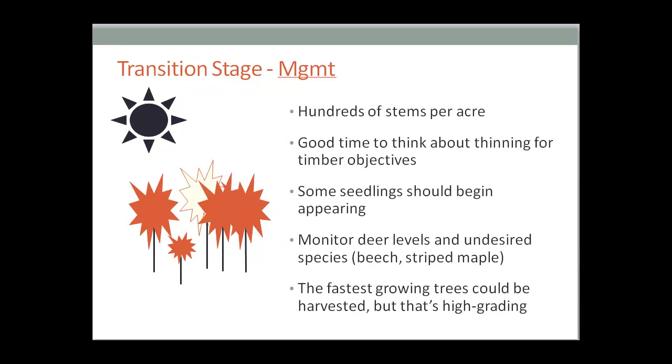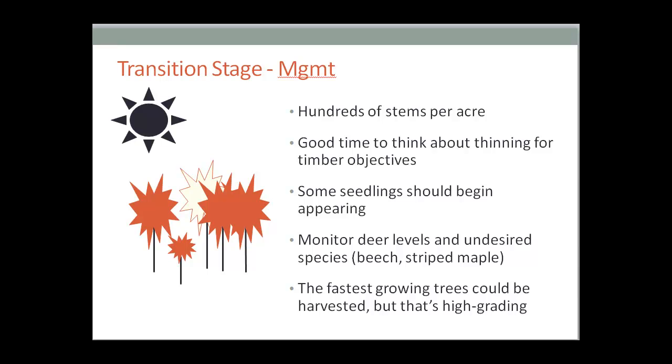The types of management activities that we would want to undertake during the transition or stand reinitiation stage are several. And this is really when we can start thinking about having some commercial benefit from management activities, particularly thinning. The average stand diameter is probably going to be in the 8 to 12 inch range, and so there's certainly the potential for the production of firewood. There may be some potential for the production of low quality, small diameter saw logs.